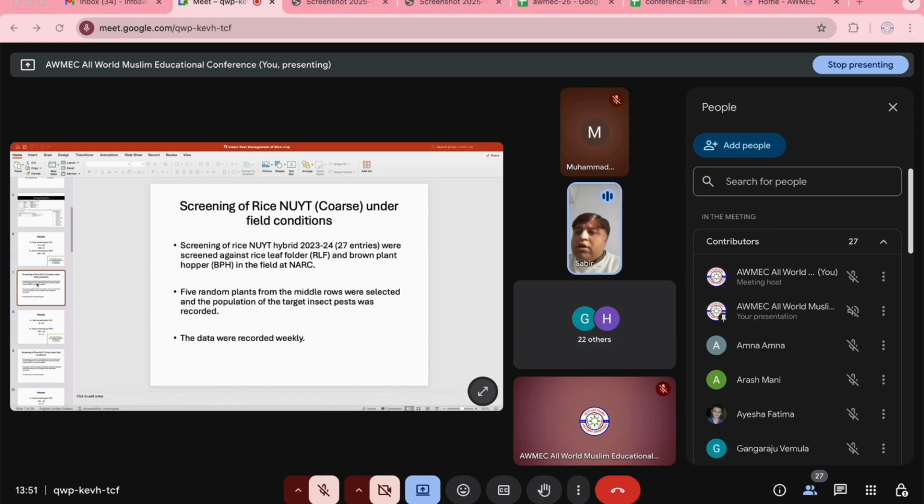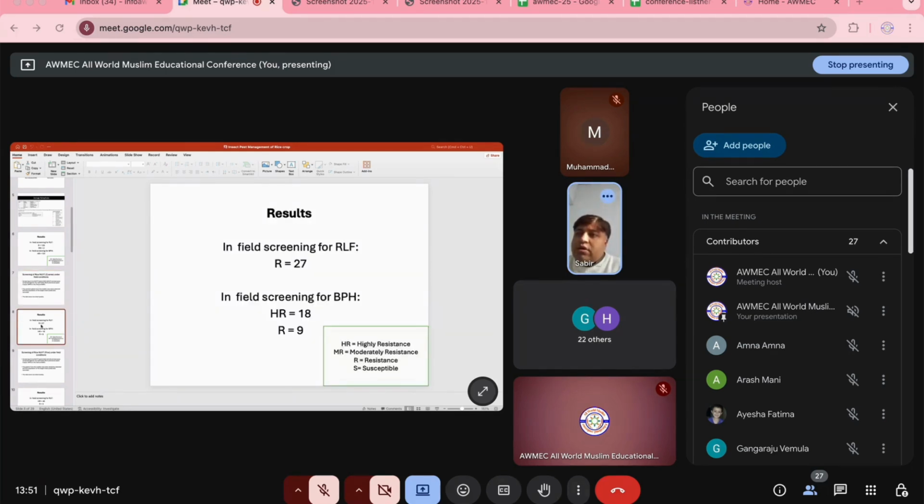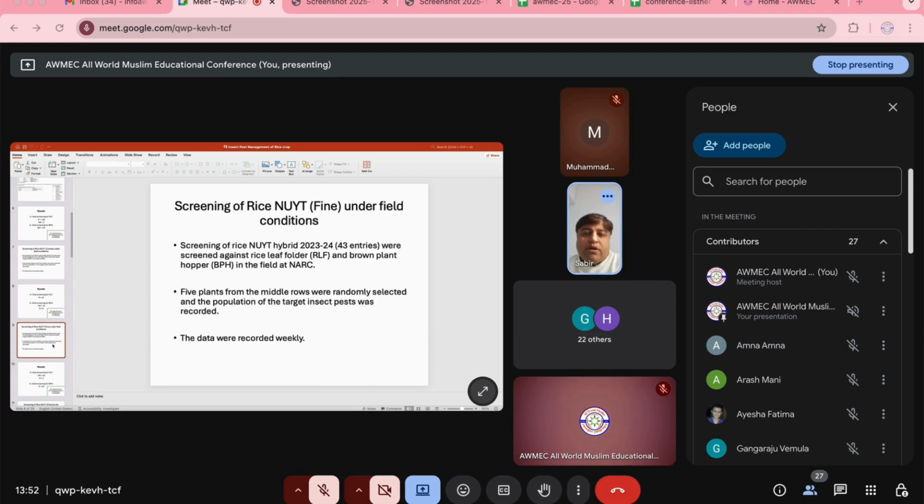But nowadays, internationally, especially in the developed countries, they are going to work in a controlled environment using the latest technology. So for this purpose, we use a machine called the electrical penetration graph, with which we can rapidly screen the rice varieties against brown plant hopper of rice. Please go to slide number 13.